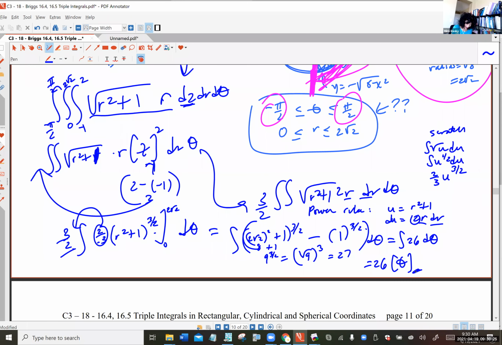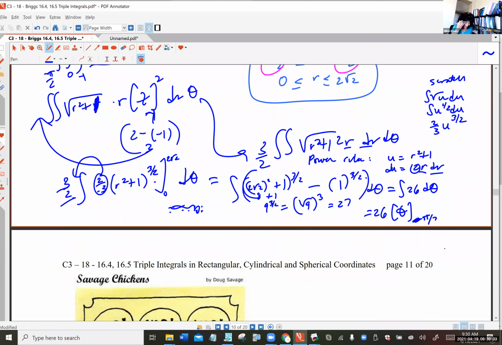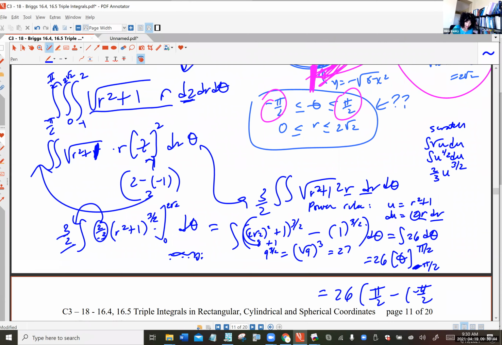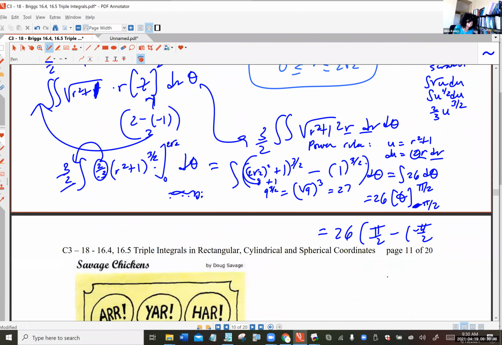Negative pi halves to positive pi halves. Wow, I'm getting like a 10 or 15 second delay now. Lovely. And that's going to be 26, and I'm just going to write really fast. And on invisible ink, I don't care anymore. I get 26 pi for my final answer. Okay, 26 pi, final answer. We're done. That's the mass of the solid.